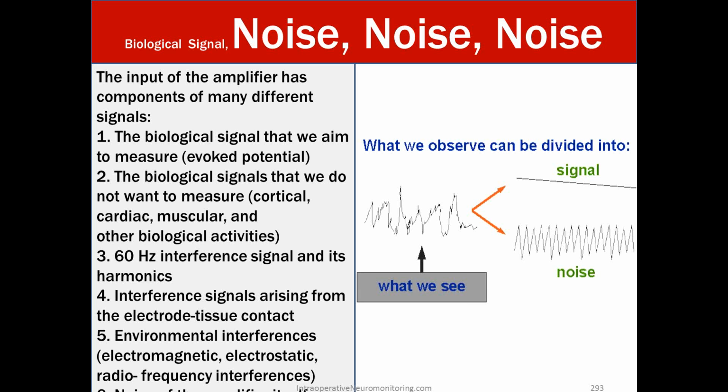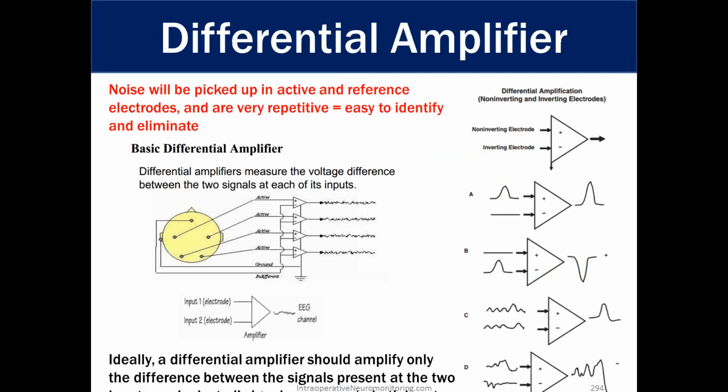So what we observe can be divided into two different areas. What we see is a complex waveform that is made up of the signal that we're trying to get and the noise that is overriding it. And that is exactly what our equipment is trying to separate out. The differential amplifier. Noise will be picked up in active and reference electrodes and is very repetitive, and it's easy to identify and eliminate. The basic differential amplifier measures the voltage difference between two signals at each input. Ideally, a differential amplifier should amplify only the difference between the signals present at the two inputs and reject all signals common to both inputs.